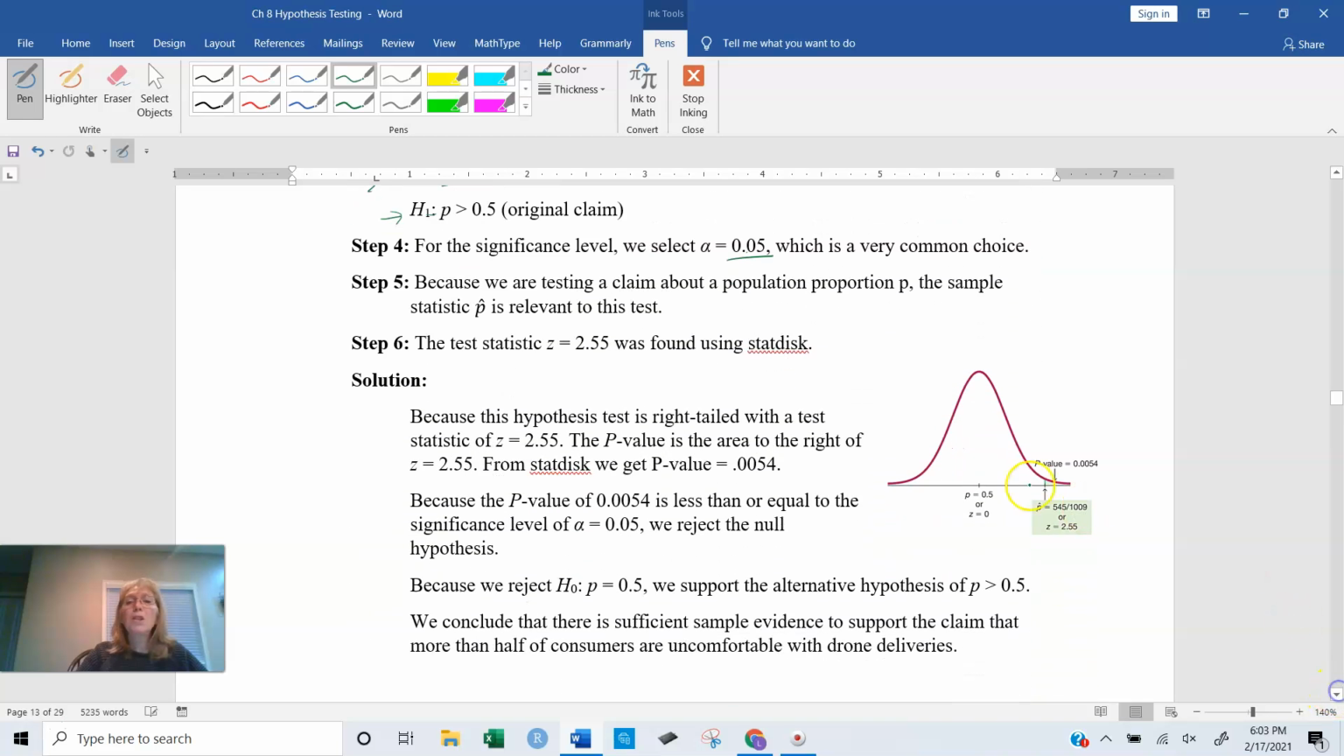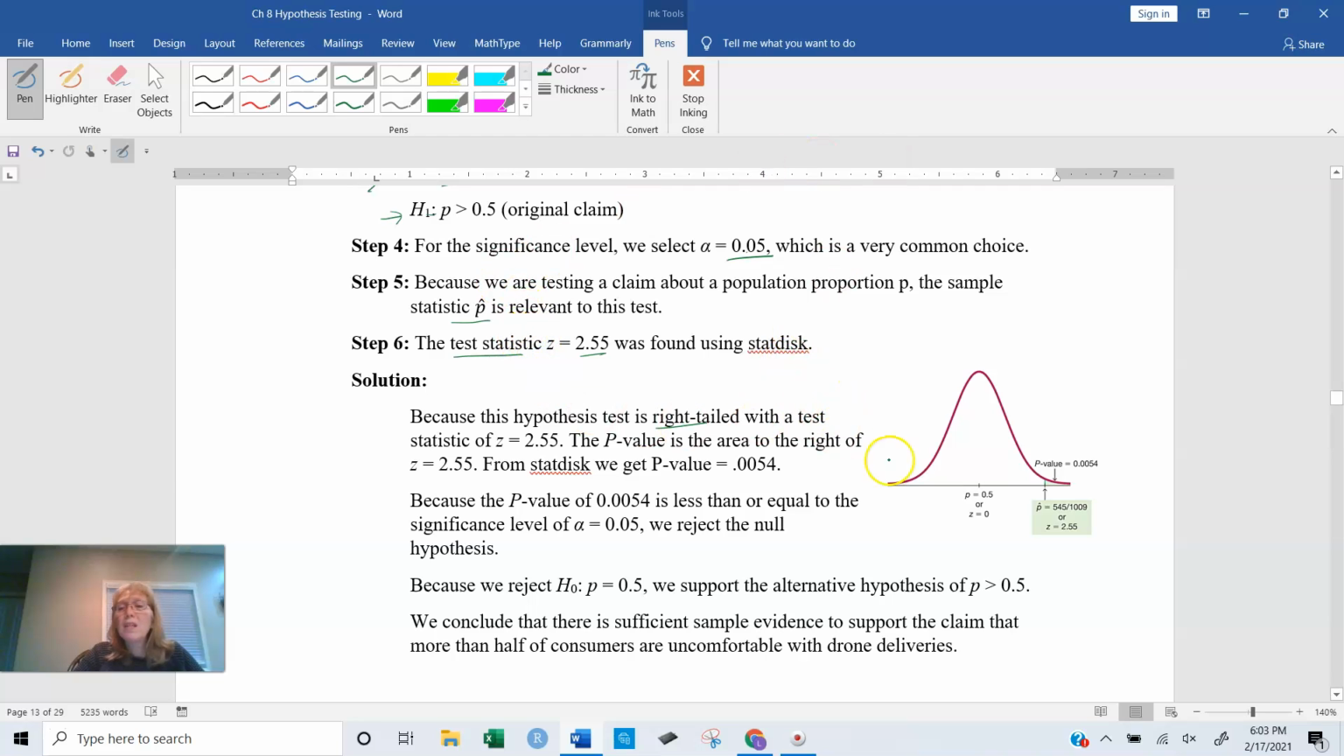So since it's population proportion, it's our z-score. Our sample statistic p hat is relevant to this test. So we're going to use a test statistic, and that gave us 2.55. That was from StatDisk. All right, now this hypothesis test is right-tailed because it said it had to be greater than, right? So it's to the right. That's why it's right-tailed. If it was less than, it would be left-tailed. And sometimes it's two-tailed, like in the middle.